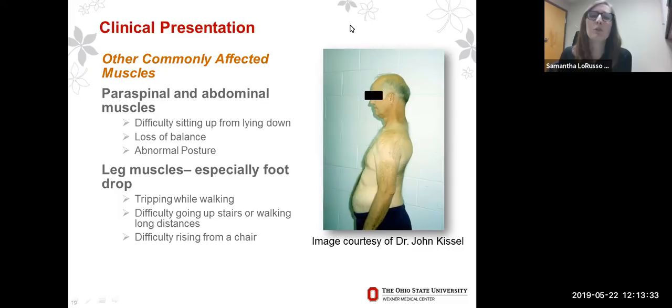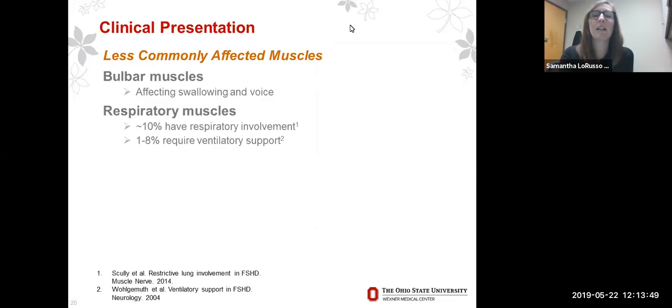But then usually later people can also have problems with the muscles up in the upper leg or in the hip girdle. So they can notice difficulty going upstairs or walking long distances or difficulty rising from a chair. Less commonly affected muscles are the bulbar muscles, which would affect swallowing and voice, and respiratory muscles like the diaphragm.